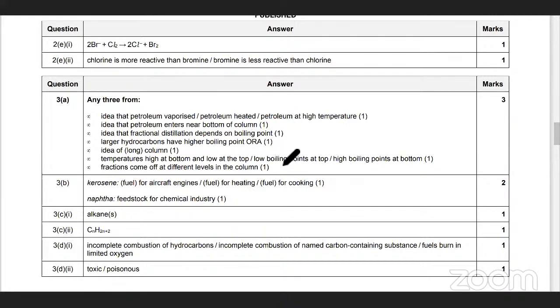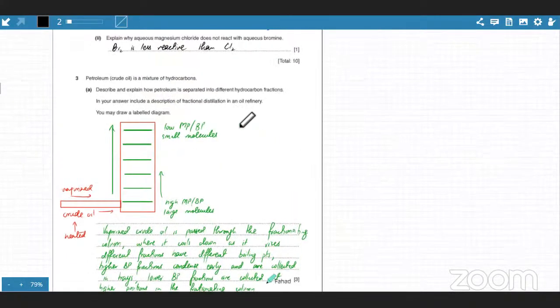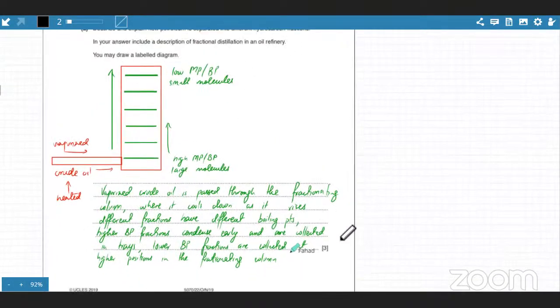See how open-ended the question is. They've given you 7 or 8 points for just a 3-mark question. You could have written anything to get 3 marks for this. Temperatures high at the bottom, low at the top. The idea of a column even gets you 1 mark. Larger hydrocarbons have higher boiling points. So we wrote pretty much an 8-mark answer. They were just looking for 3 marks. So it was a very open-ended question.